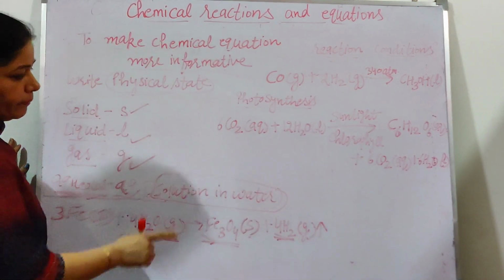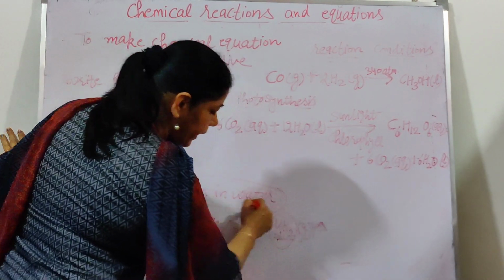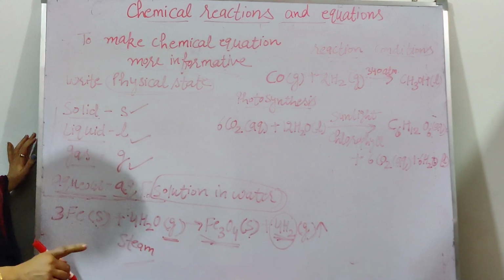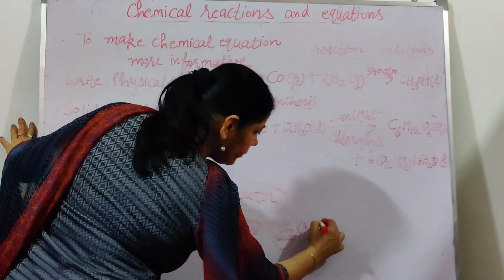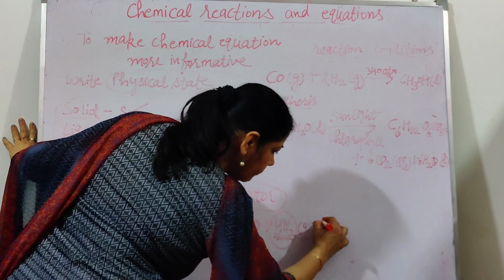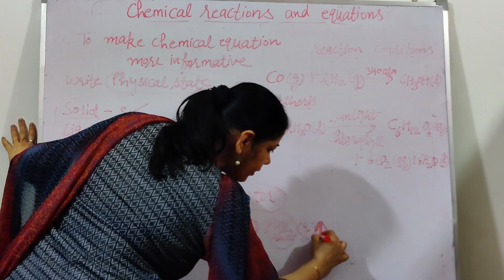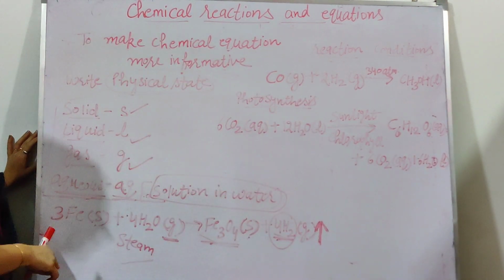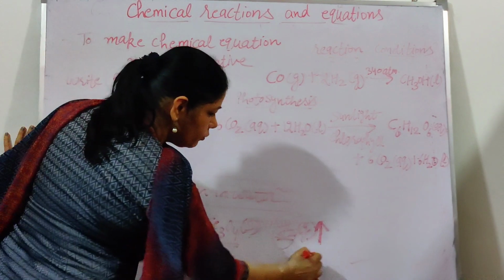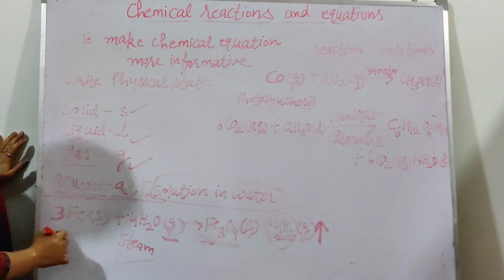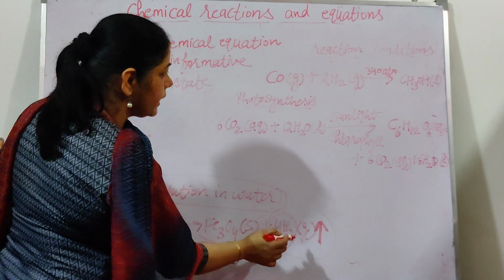And one more thing, whenever in any chemical reaction there is an evolution of gas, we will also represent it with the help of this upward arrow. If this arrow is there, it means in that chemical reaction there is an evolution of gas, and in this reaction hydrogen gas is evolved.